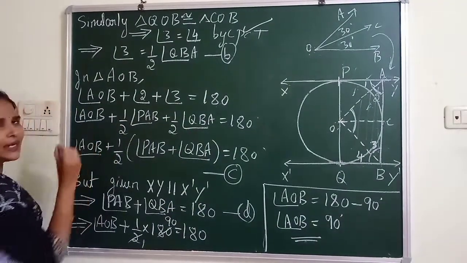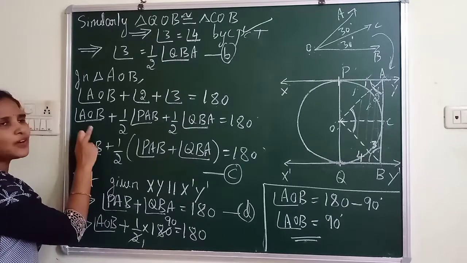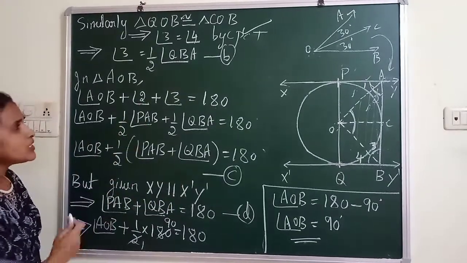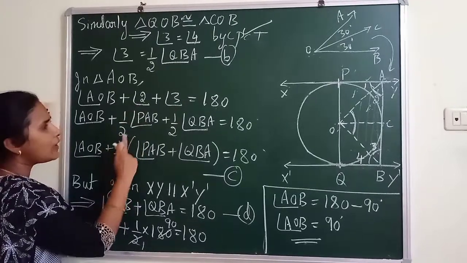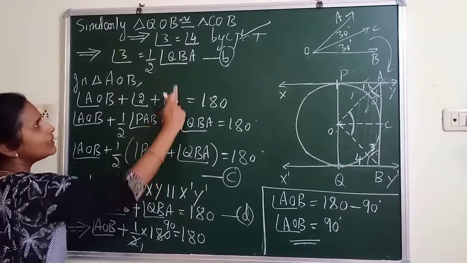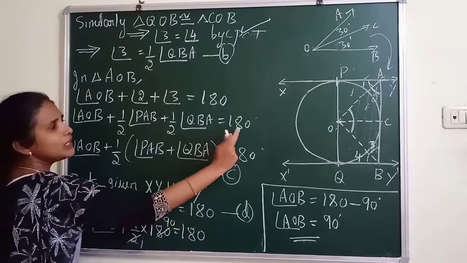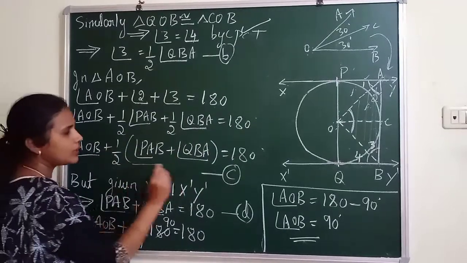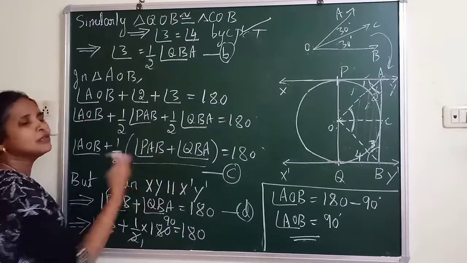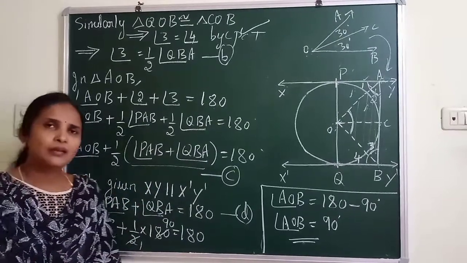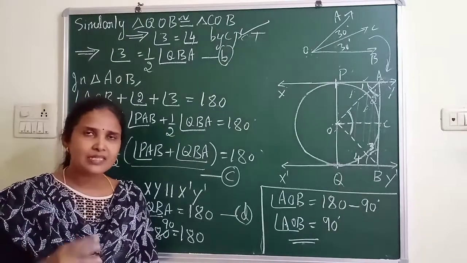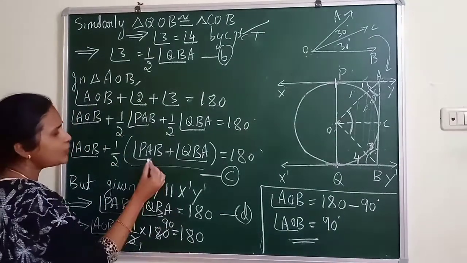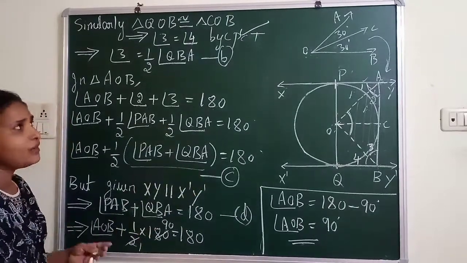Now write angle AOB as it is, because our main concept is to find angle AOB, plus what we just found out: angle 2 we got as half of PAB, plus angle 3 we got as half of QBA, equals 180. Now take half common, so you get in the bracket PAB plus QBA. As you know, in a triangle out of 3 angles, if I know 2 angles, then only I can find the third angle. So now let us try to find these 2 angles. Let us find what he has given.